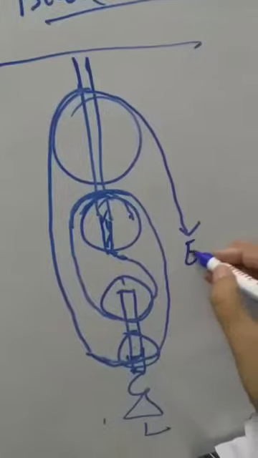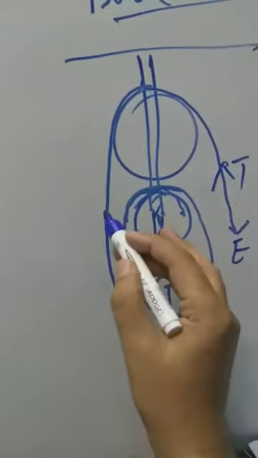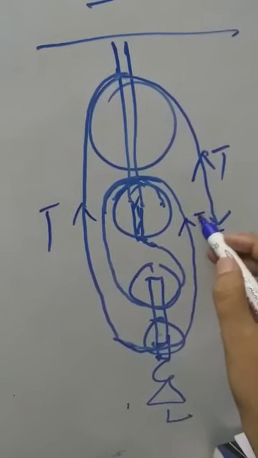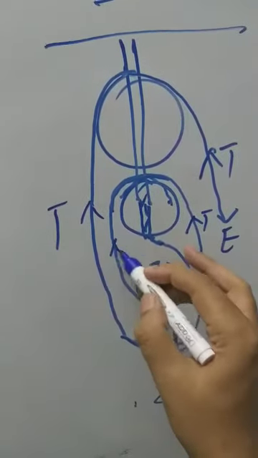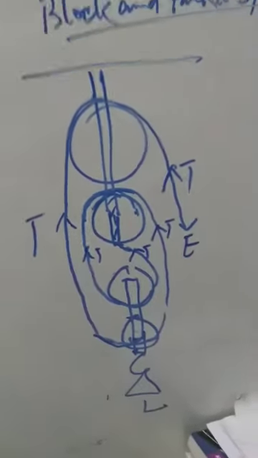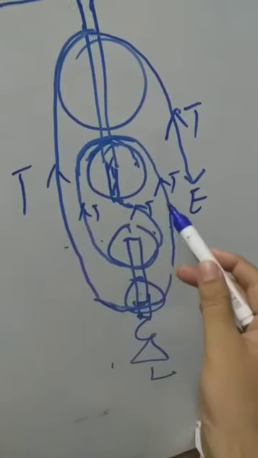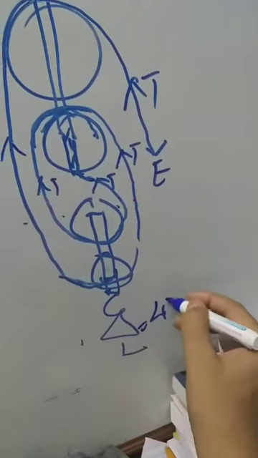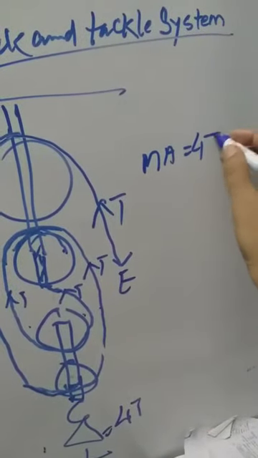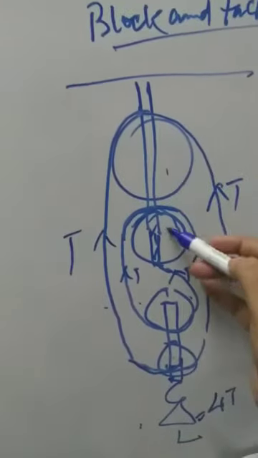Now if you apply effort E here, the tension is T here, the same string is passing over here, so this tension will be T, then this string, the tension will be T, this string, tension will be T, and this string, same string is passing, so tension will be T. Now the load is balanced by 1, 2, 3, 4 strands, so L will be equal to 4T. Now mechanical advantage in this case will be 4T by T.